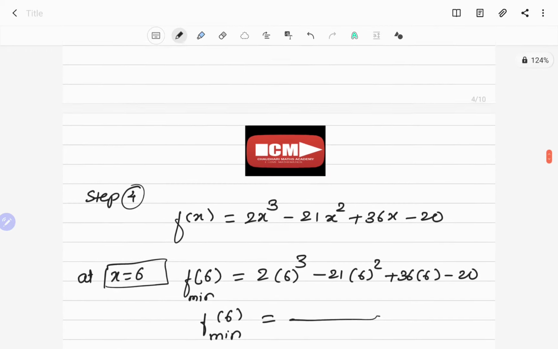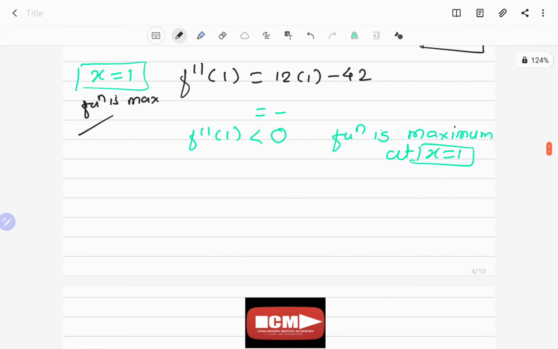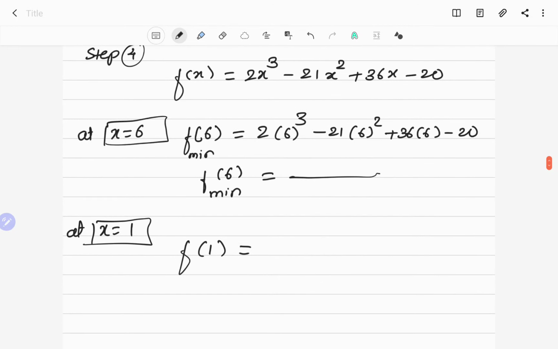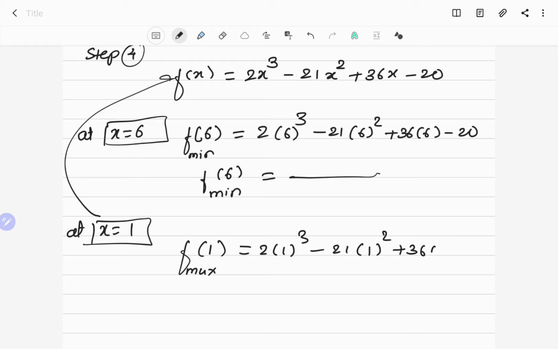So see, since at x equal to 1 the function is maximum, please substitute x equal to 1 in this function. So twice of 1, its cube. I'm mentioning this as f max because the function is maximum at x equal to 1. To find its maximum value, let's substitute x equal to 1 in this function. It's twice of 1 cube, minus 21 times 1 square plus 36 into 1 minus 20, and whatever value you get is the maximum value of the function.